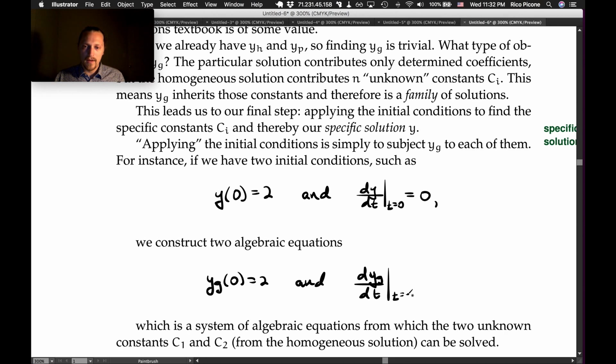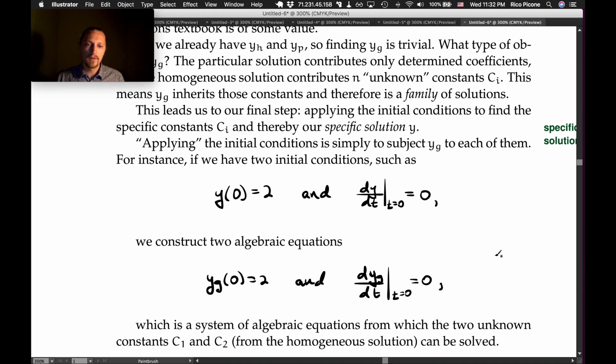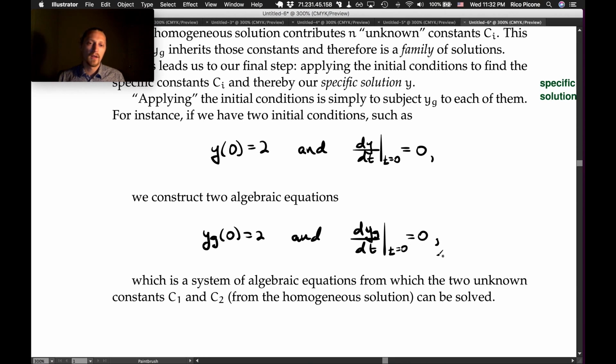When we evaluate that at time equals 0, we should get 0. So these two equations would give us a system of algebraic equations from which the two unknown constants C1 and C2 from the homogeneous solution can be solved. So that is the method. It's really as simple as that.